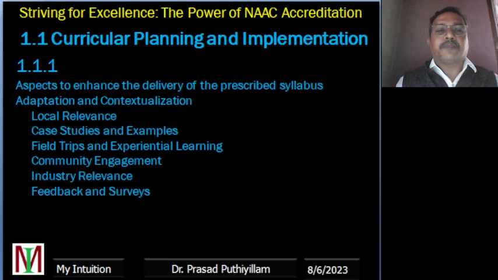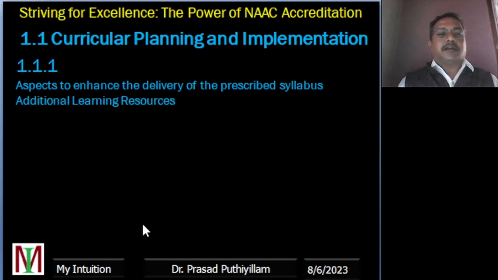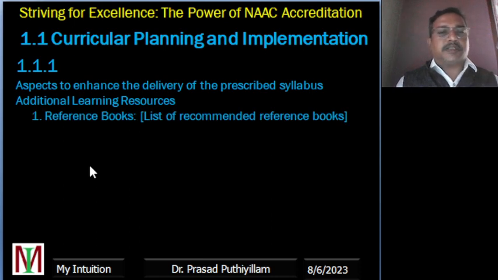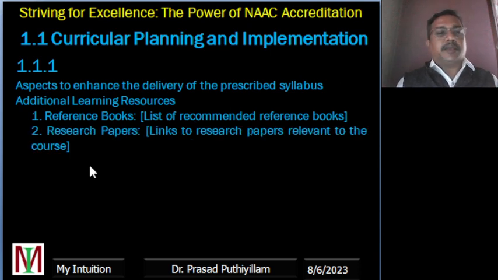Again, additional learning resources, aspects to enhance the delivery of the prescribed syllabus. Additional learning resources are there. The college can provide additional learning resources, which are the reference books. Okay, straight away I can give reference books. We need to list out the recommended reference books, or the faculty has to do. Already a set of reference books will be there in the syllabus. In addition to that, if any books are available in your department library or institution library, you can connect, give a list of that and display it to the students.